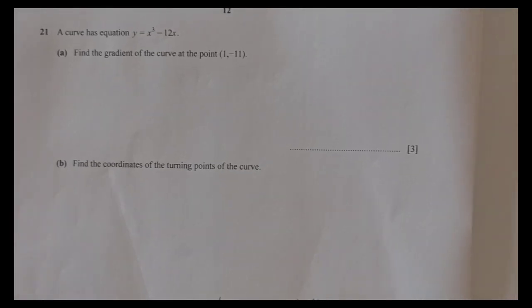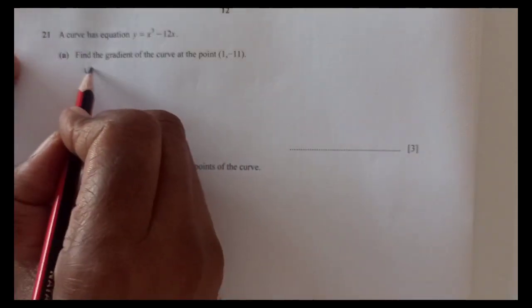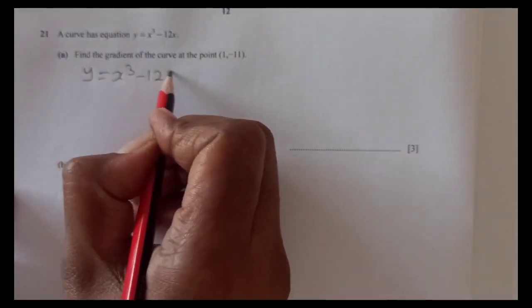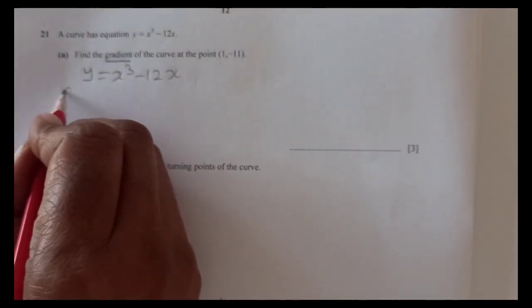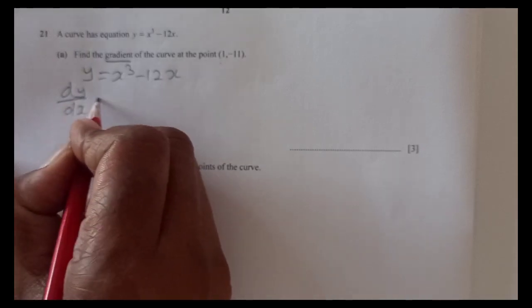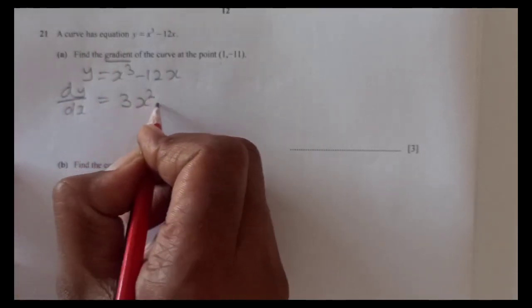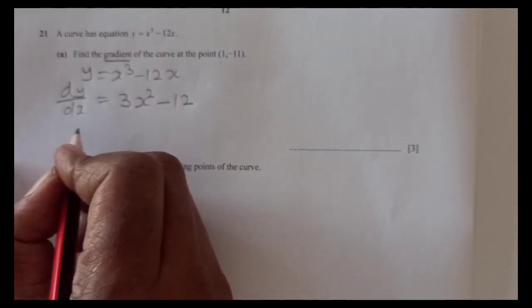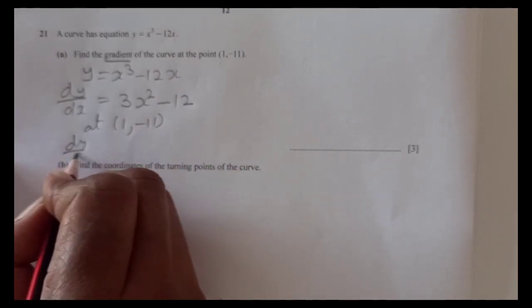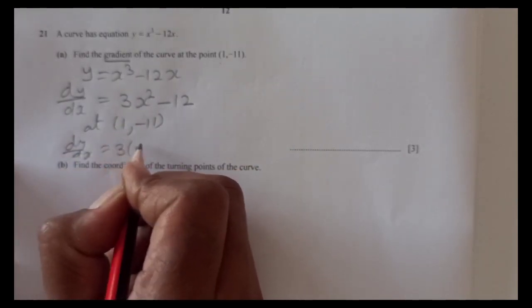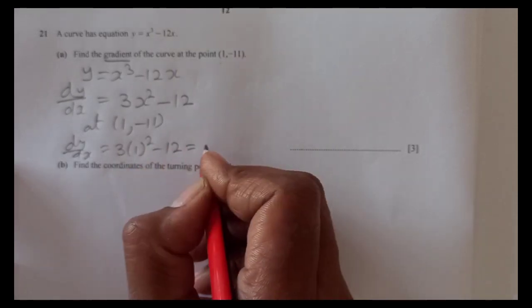Now number 21. A curve has equation y equals x cubed minus 12x. Find the gradient of the curve at point 1 and negative 11. For the gradient, we will differentiate: dy over dx is going to be 3x squared minus 12. We don't need the y value, we just need the value of x. So x is 1: 3 times 1 squared minus 12, 3 minus 12, it's minus 9. So this is minus 9.